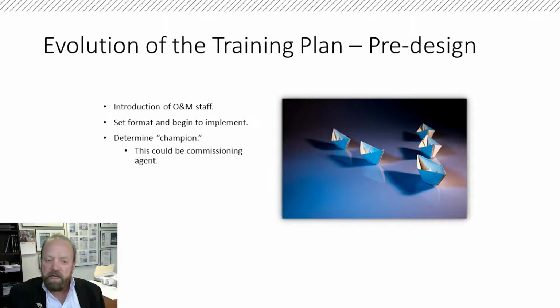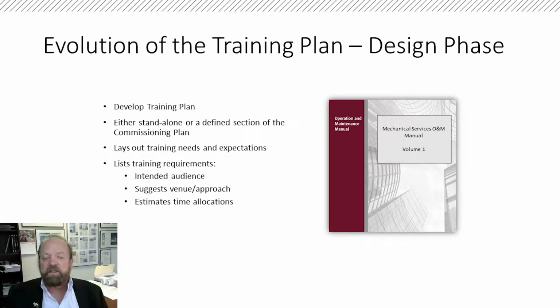So during the pre-design, we go back to the introduction of the O&M staff. You set the format and begin to implement and determine the champion for the training plan. And I think this again should be the commissioning agent. During the design phase, you develop the training plan, either standalone or as a defined section of the commissioning plan. It lays out the training needs and expectations, lists training requirements, who's the intended audience, suggests venue approach, and estimates time allocations.